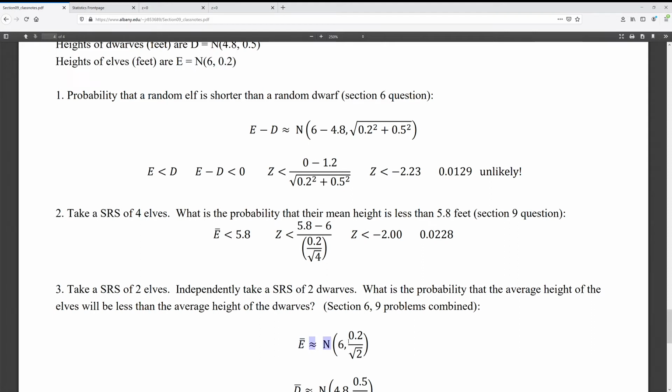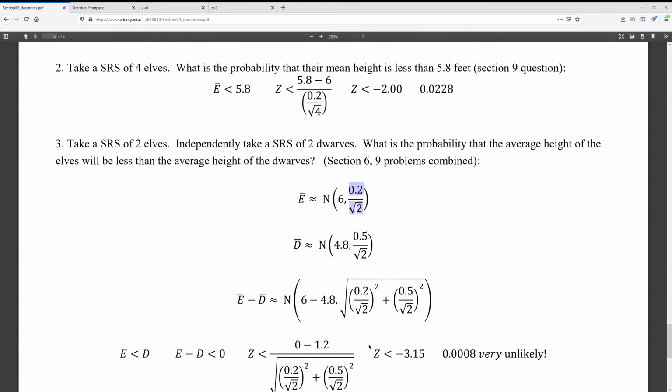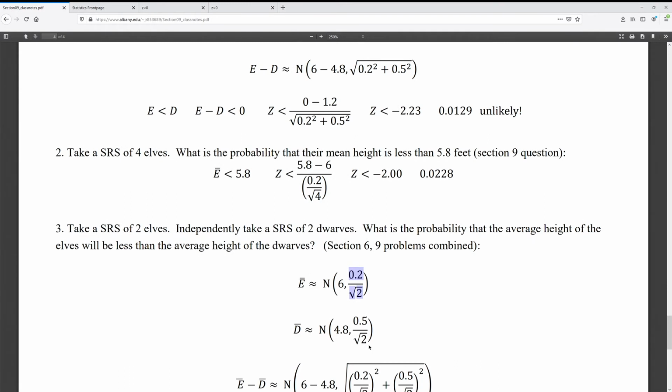And it's got the same mean as before, but as far as the standard deviation goes, well again, 2 things affect how the average of 2 elves vary. Number 1, the fact that we're talking about elves, and then secondly, the fact that we're talking about 2 of them, right? So the only twist on this is 0.2 over the square root of 2. Which, for what it's worth, if you want to do some intermediate rounding, which is never a good idea, 0.2 over the square root of 2 is 0.1414213 something.